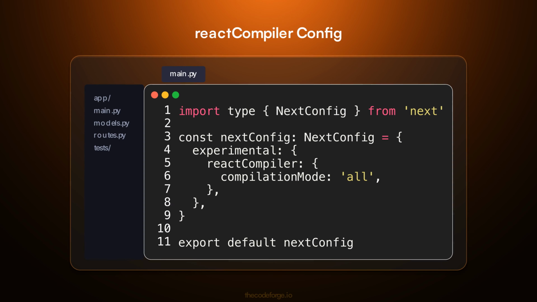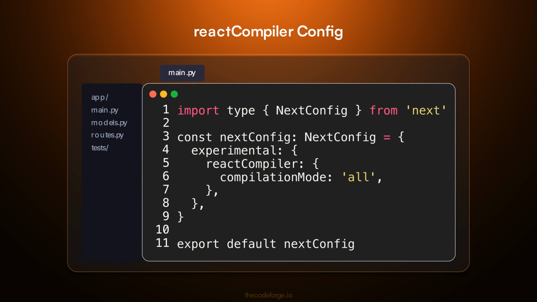Enable React compiler with compilationMode. Use "all" to compile all components. Use strict to surface warnings about patterns the compiler can't safely optimize.